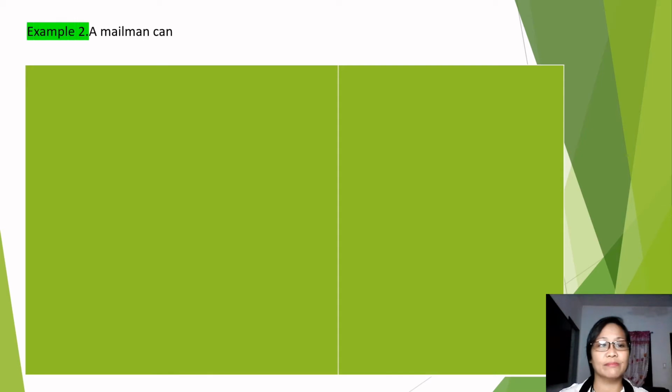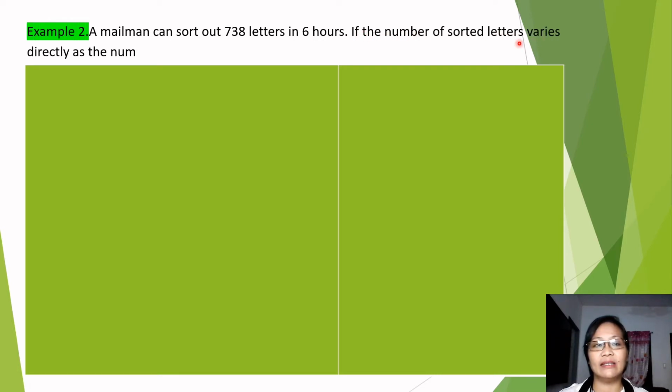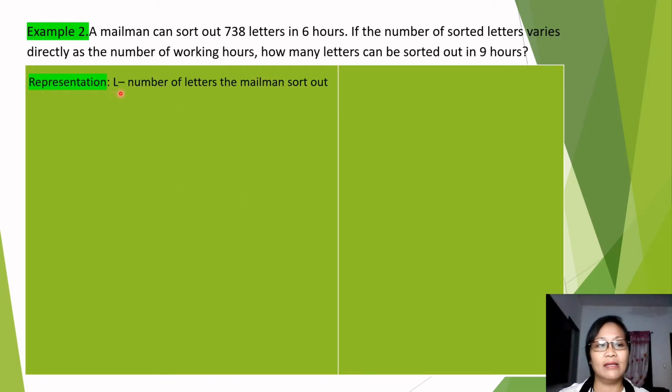Example number 2. A mailman can sort out 738 letters in 6 hours. If the number of sorted letters varies directly as the number of working hours, how many letters can be sorted out in 9 hours? We need a representation first. L for the number of letters the mailman sorts out. H for the number of working hours. Given, L sub 1 is 738. L sub 2 is our unknown. H1, we have 6 hours, and H2, we have 9 hours.